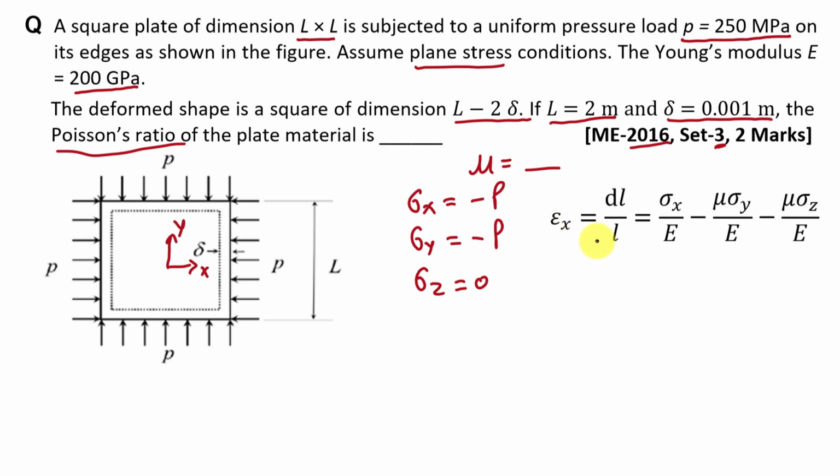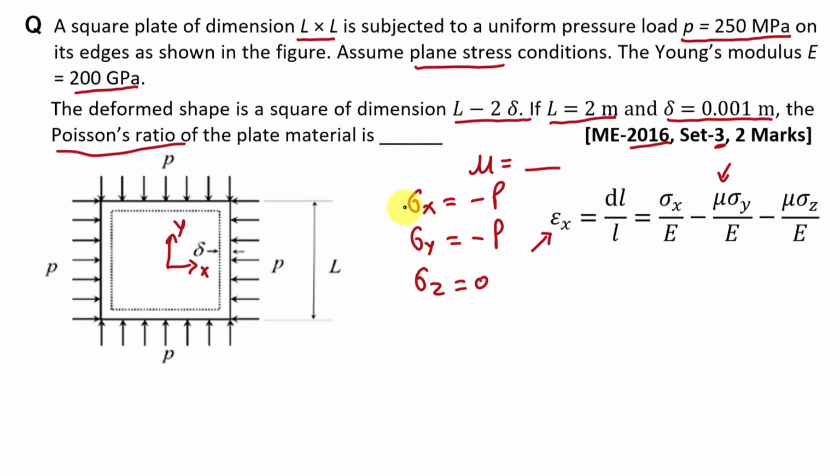Now remember that we have discussed this equation in the chapter 2 and topic is volumetric strain for triaxial load, right? Here you can see that this epsilon x means engineering strain in x direction is equal to dl by L, means change in dimension in x direction divided by original dimension in x direction, which is equal to sigma x divided by E minus mu sigma y divided by E minus mu sigma z divided by E. Fine. Now in this example we will use this equation to find out Poisson's ratio mu.